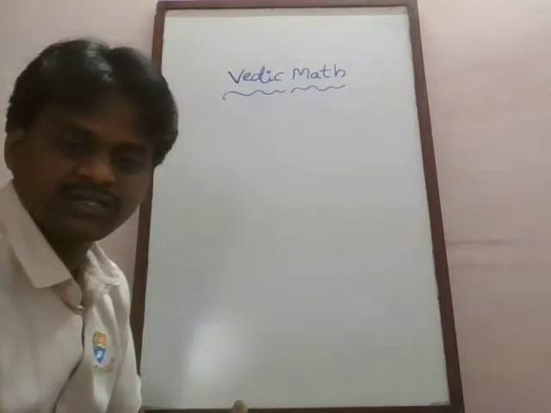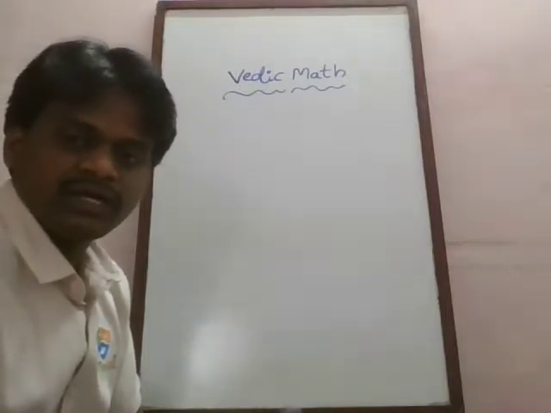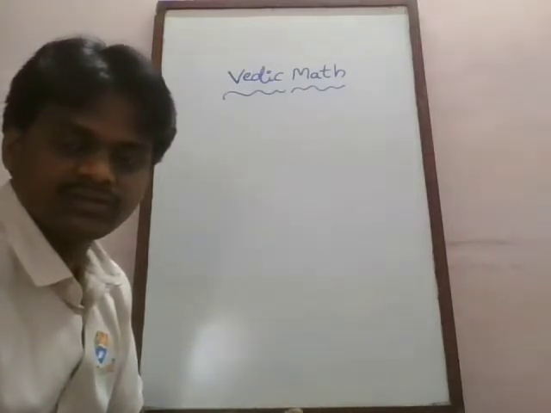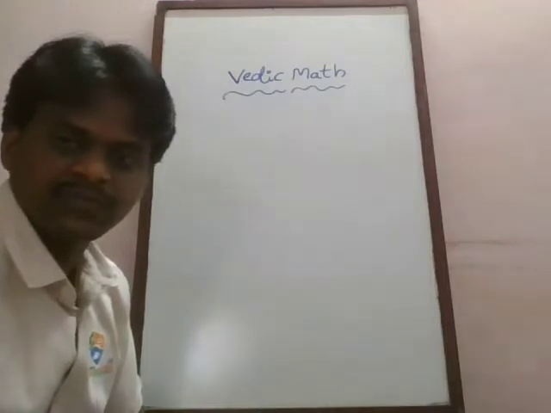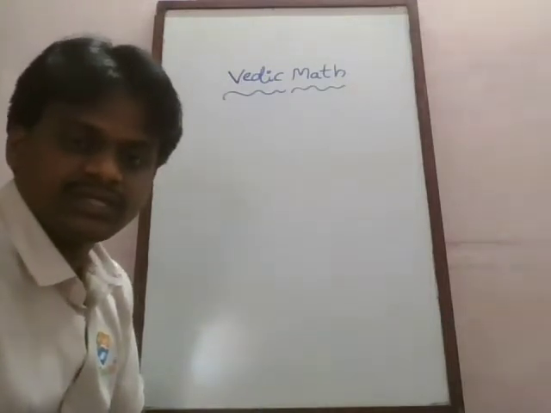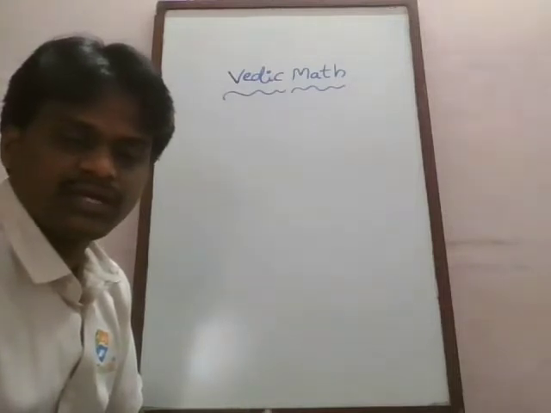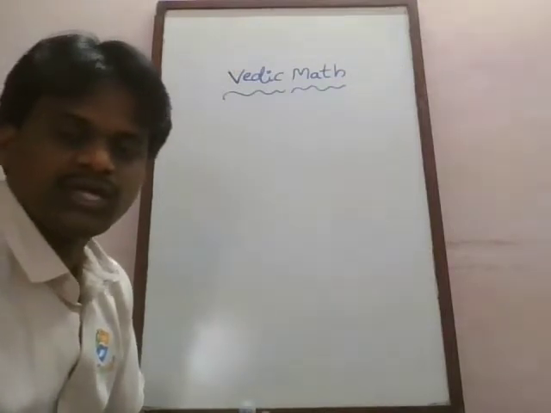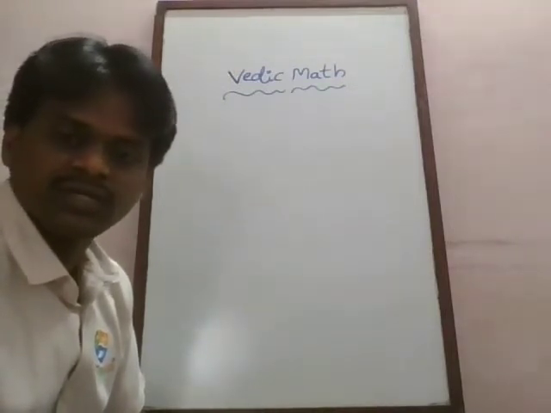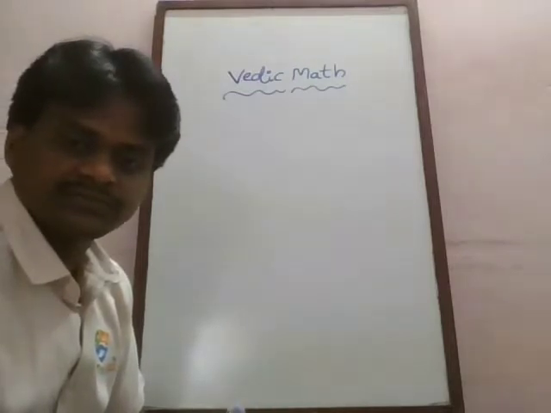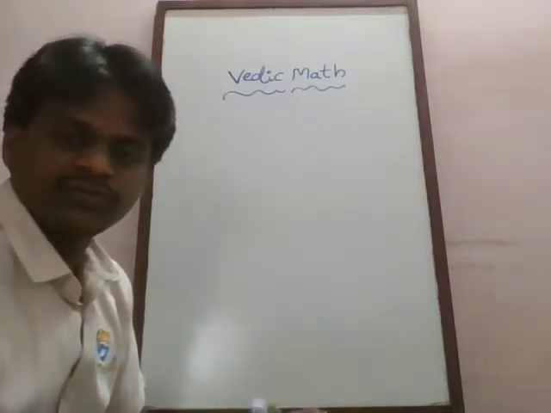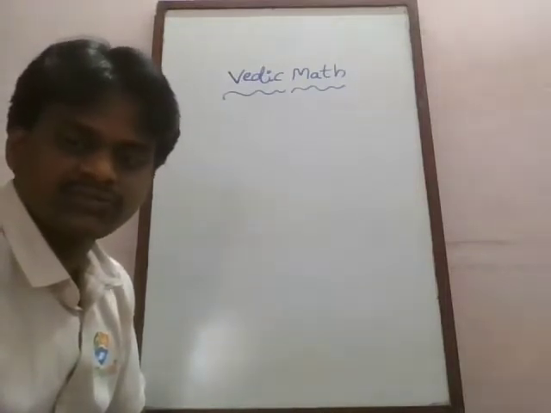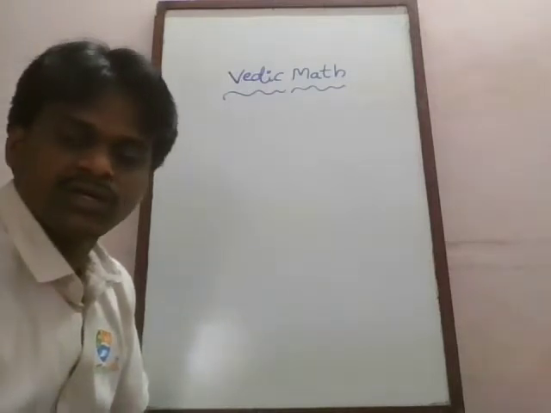An example is Ekadhikena Purvena. Ekadhikena Purvena is the Sanskrit name, and "one more than the previous one" is the English name. Eka means one, adhika means more, purvena means previous. Then Ekanyunena Purvena, one less than the previous one. Nikhilam Navatashcaramam Dashatah, all from 9, last from 10. Urdhva-Tiryagbhyam, vertical and crosswise. Like this, a total of 29 sutras are there, all in the form of sentences only.